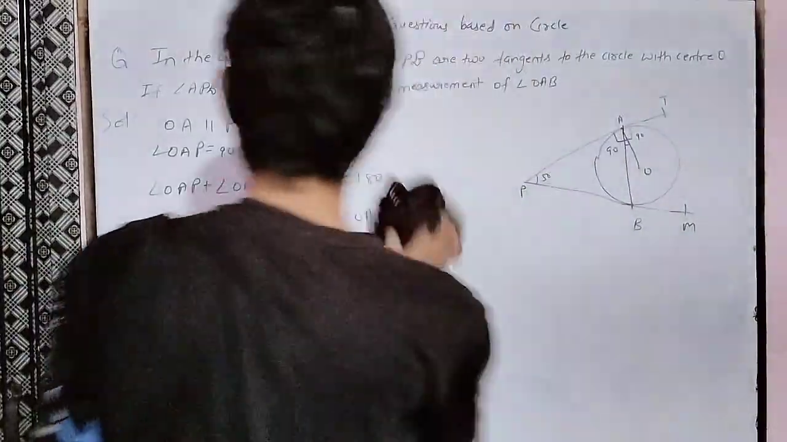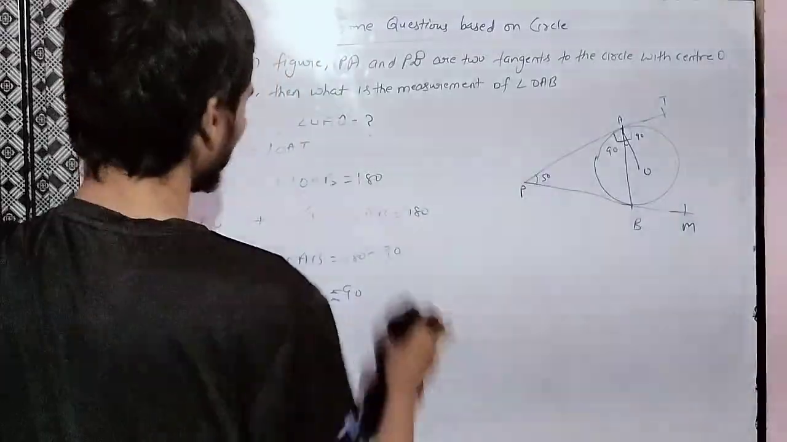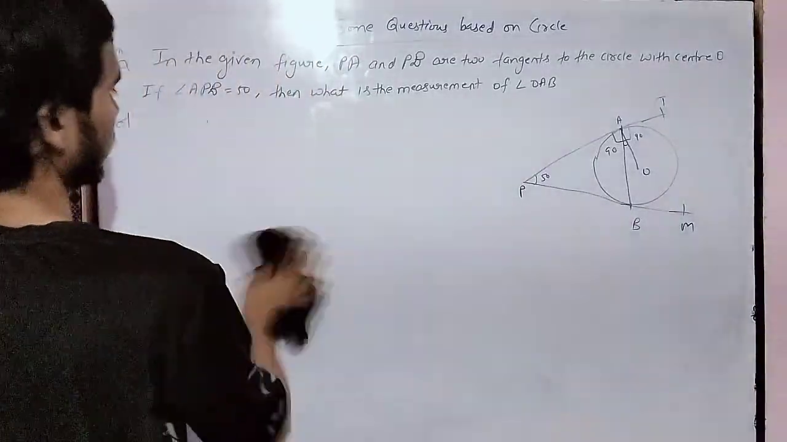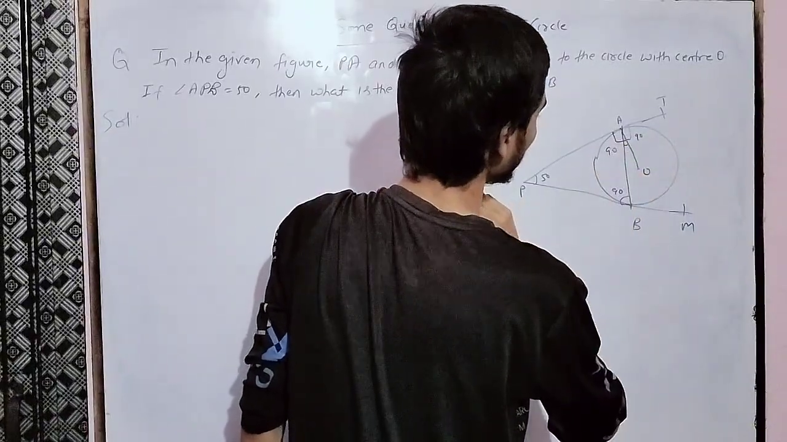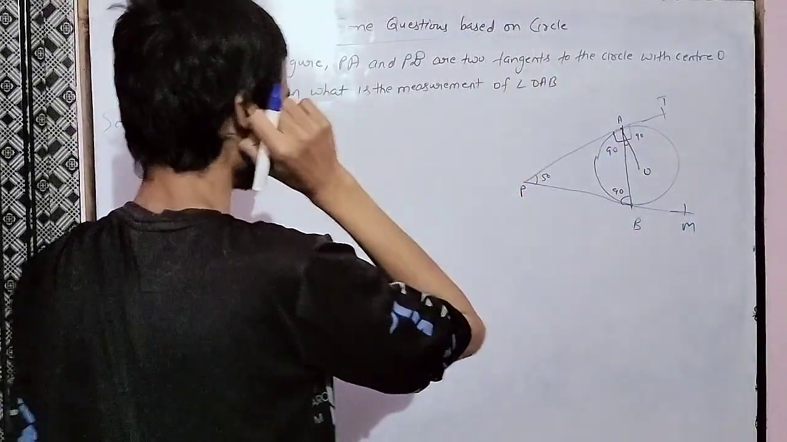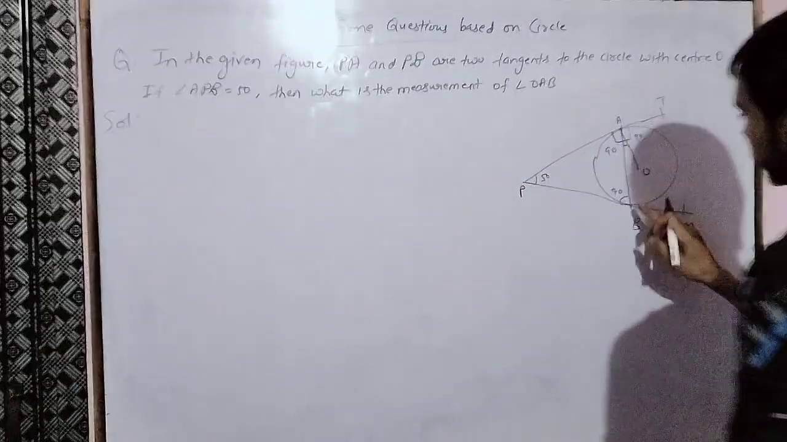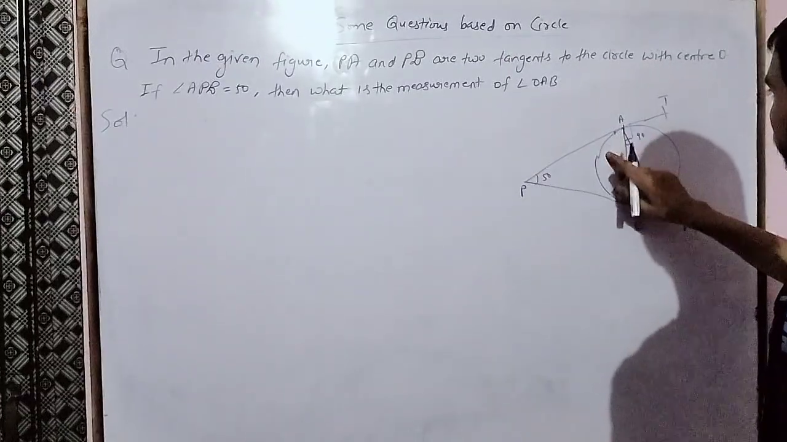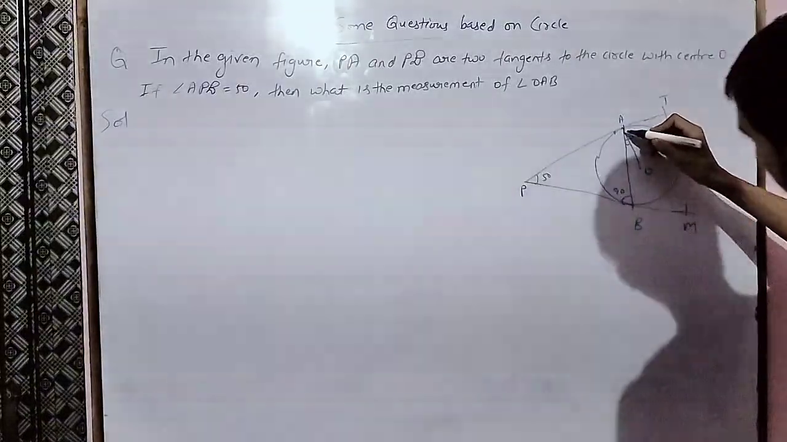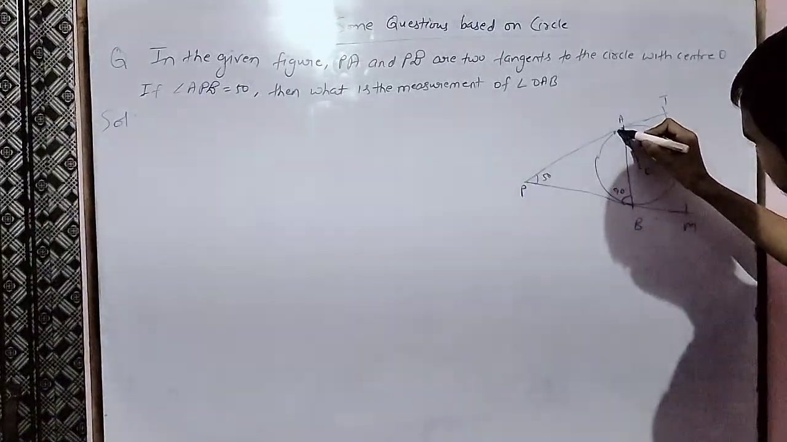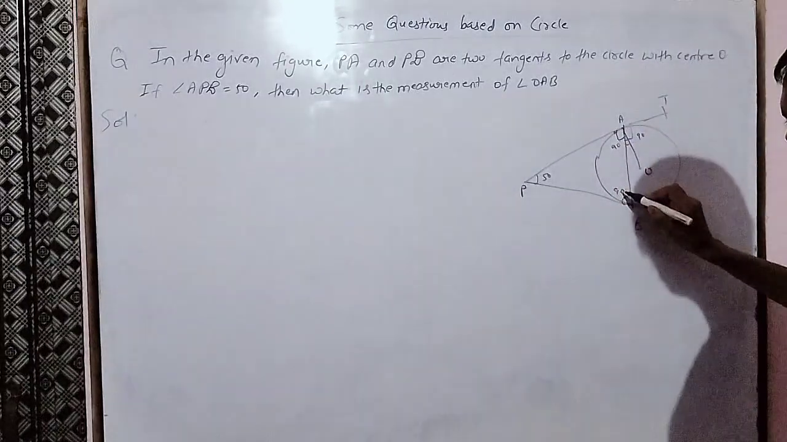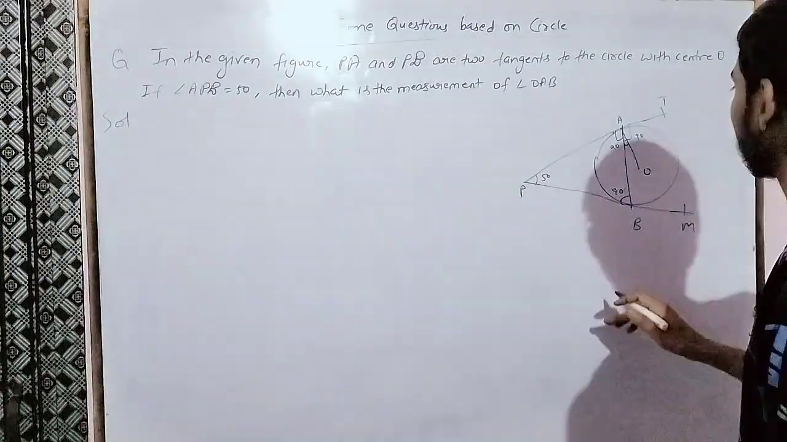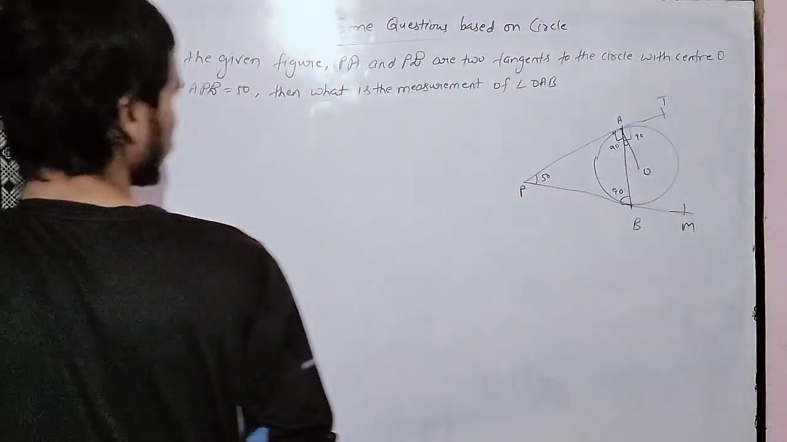Another method. We know that this is 90 and this is 90. This is 90, but this is making how much? 90. So 90 plus 90 will become 180. So what's happening?